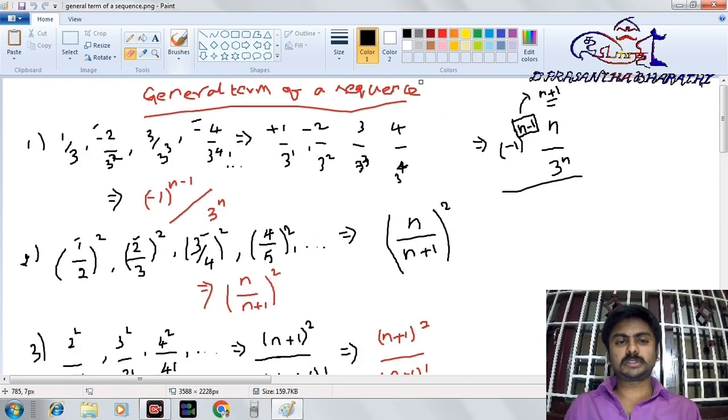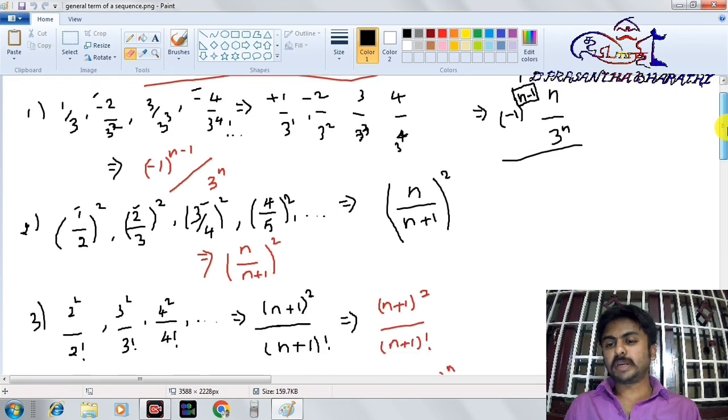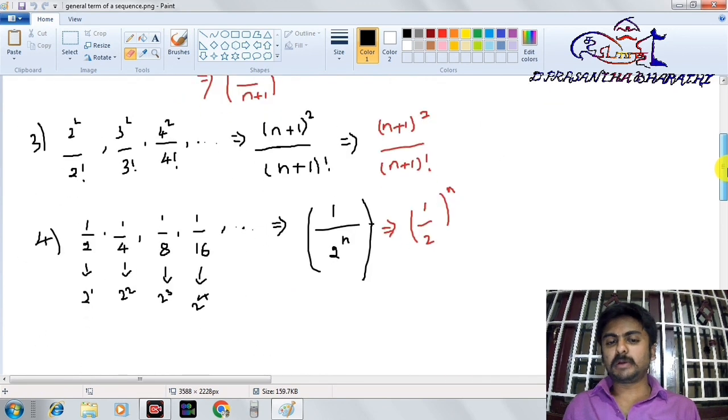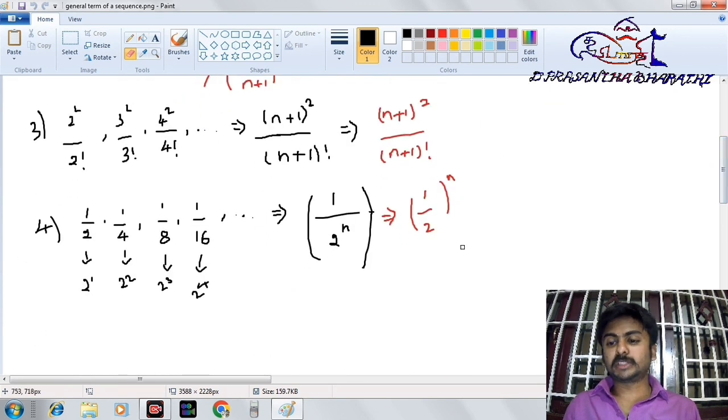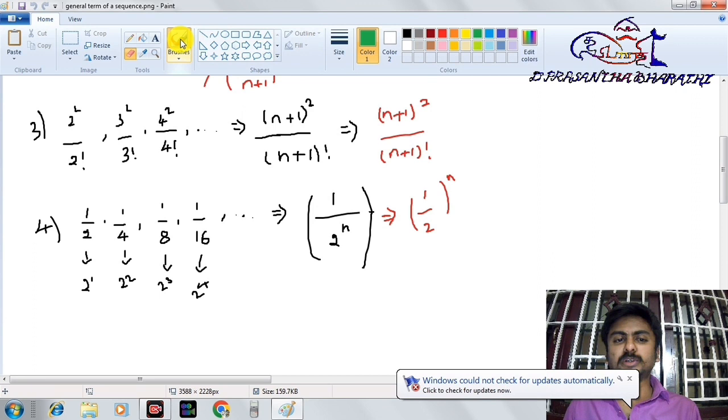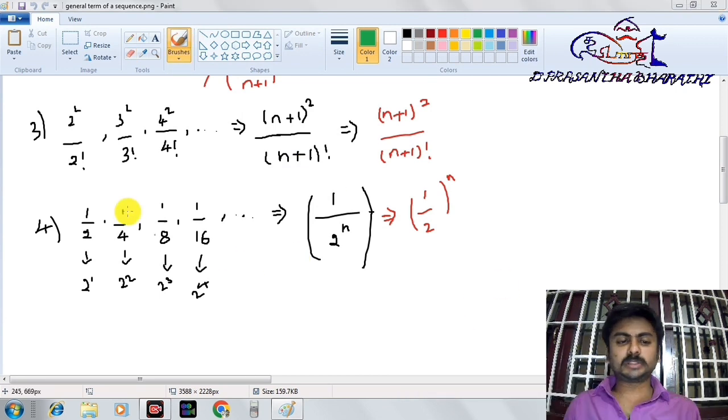Yes, students, I always used to tell, whenever you complete a problem, you have to check whether everything is correct or not. So we shall go from last. Here 1 by 2, 1 by 4, 1 by 8, 1 by 16. So it is 1 by 2 power n, it is correct. Here it is 2, 3, 4, everything is square. So n plus 1 square divided by n plus 1 factorial. So this is correct.